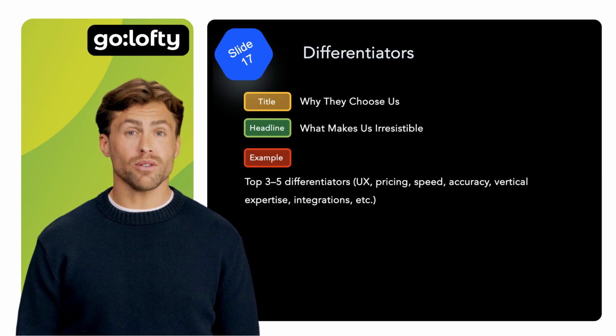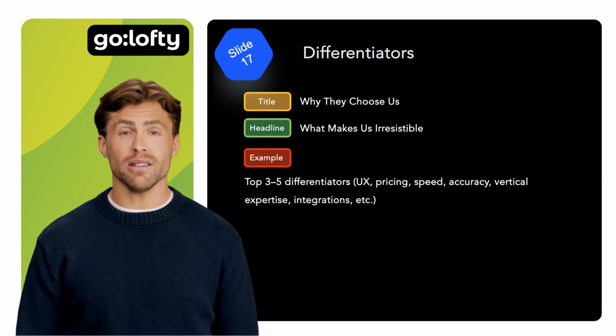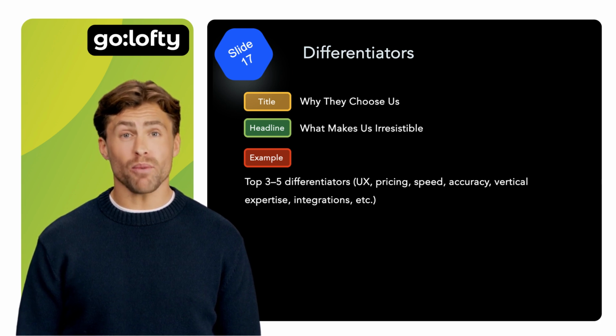Spell out your secret sauce. What can't be copied easily? Community, network effect, data moat, UX. These are your long-term moats. Use numbered bullets or a bold grid layout. Keep it memorable.